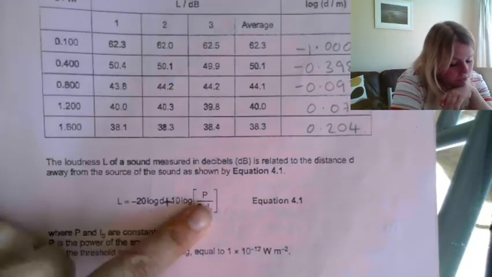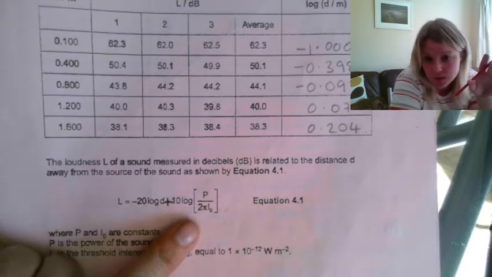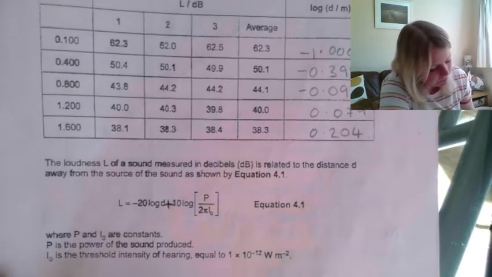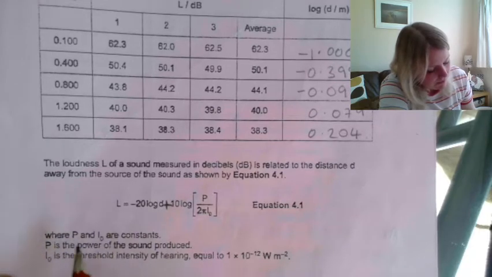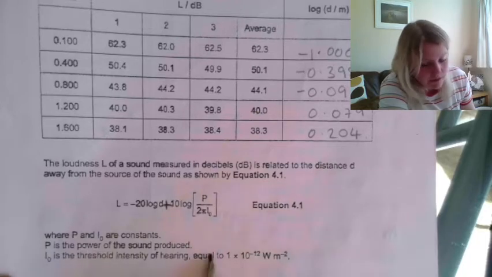But that's the equation. See, I didn't tell you there's logs. There's always one log question. Tells you all the information. So P and L naught are constants. P is the power, L naught is the threshold intensity of hearing, and that's the value of it.